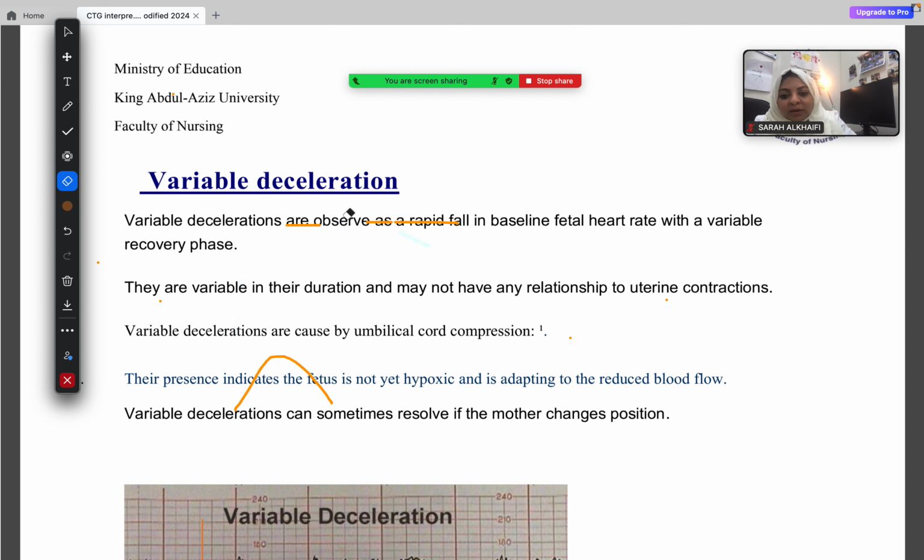Okay, so the variable uterine contraction, variable deceleration. The variable deceleration, you can see it from its name, variable. It doesn't follow any rules. It happens under different circumstances, not necessarily related to uterine contraction. What does that mean? So let me explain that.